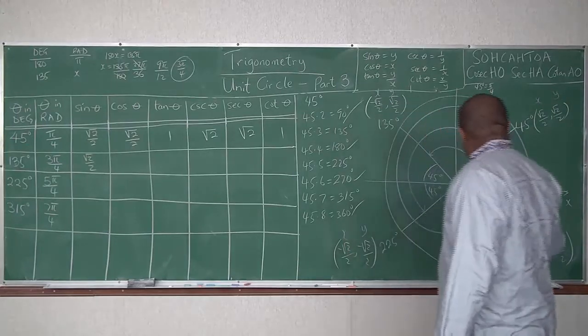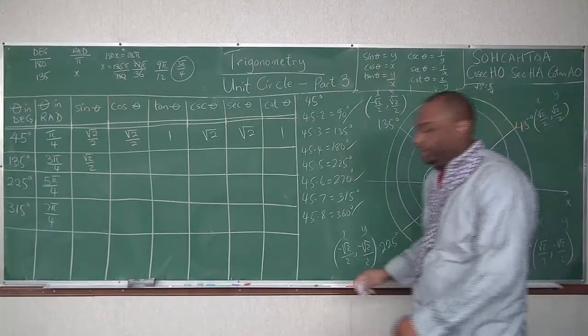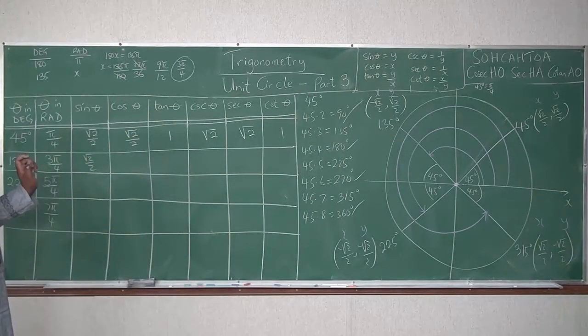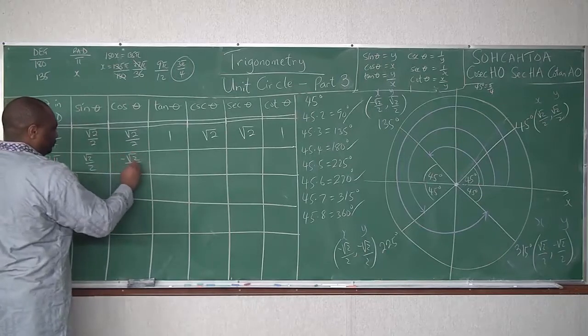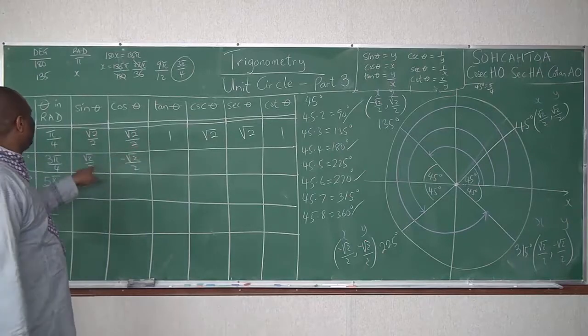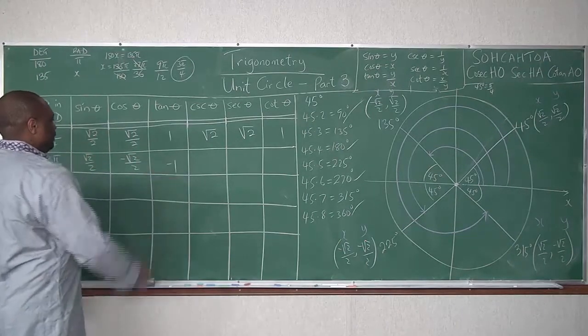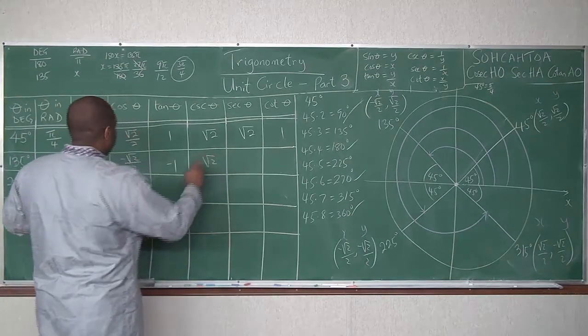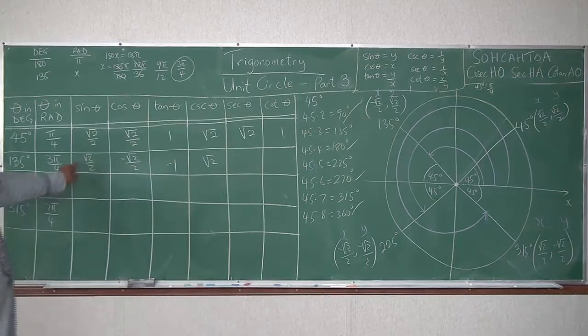So, not to confuse you. Cos 135. That's a negative now. Negative root 2 over 2. Tan 135, of course, this is going to be negative 1, because of this negative. Cosec 135 is 1 over y. So this will still be root 2 because it's still positive.